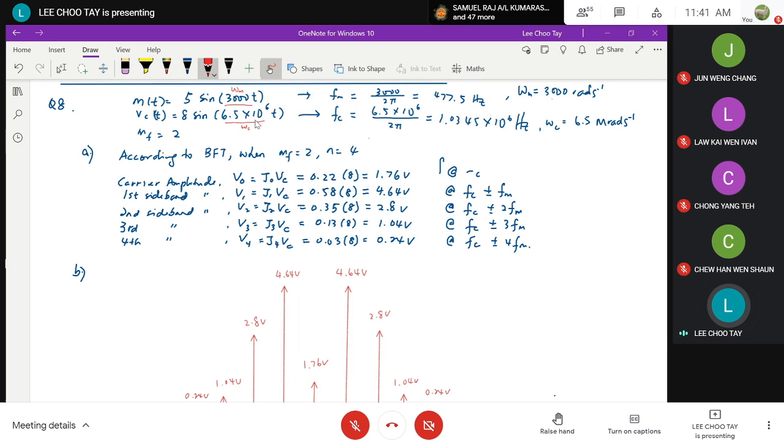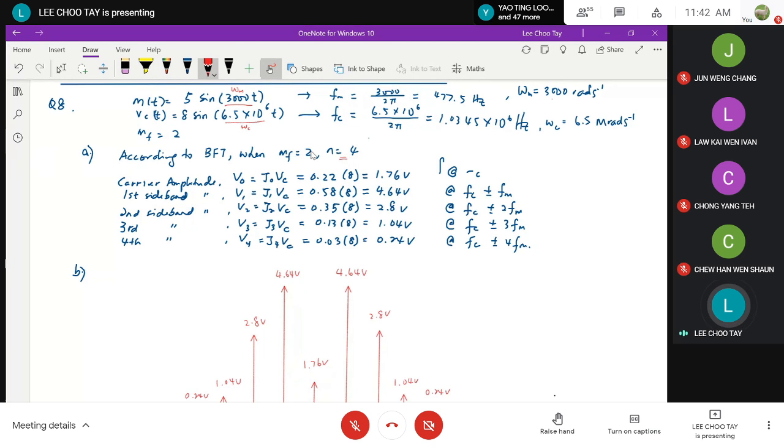So this is omega c. To find fc, it is omega c divided by 2 pi, which gives us fc equals about 1.0345 megahertz. Then for modulation index equals 2, from the Bessel function table which I showed you just now, we have the number of sideband pairs equals 4. So n equals 4 here.